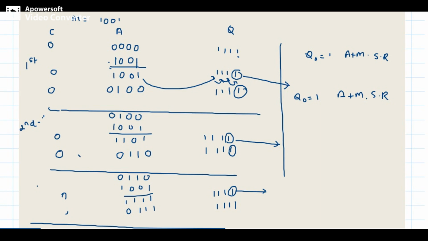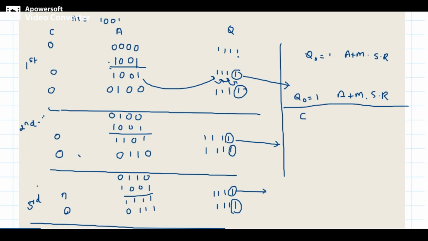This carry is 0 itself. This completes the third cycle. Once again, check the Q naught bit. After the third cycle, check the Q naught bit. Since it is 1, we have to perform A plus M. Here I will continue. Perform A plus M.